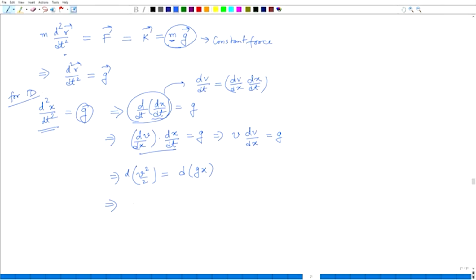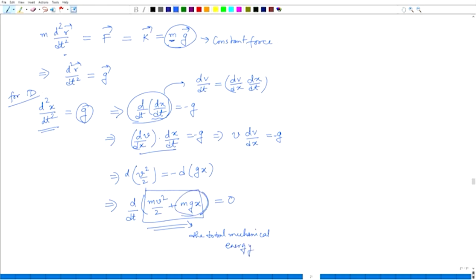Now you can say that for your system, d of m v square by 2, if you multiply the whole thing by m, minus m g x is equal to 0. If you take g to be minus g, just to connect to a form which we know, there will be a plus sign. Now, you see that this is a constant for the motion of the particle, so d dt of this is also 0. This is a constant of motion, and this is the total mechanical energy. And this one is the potential energy.